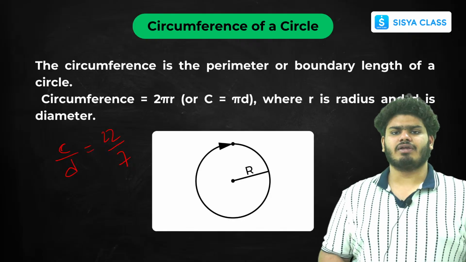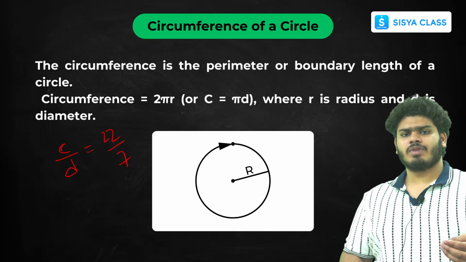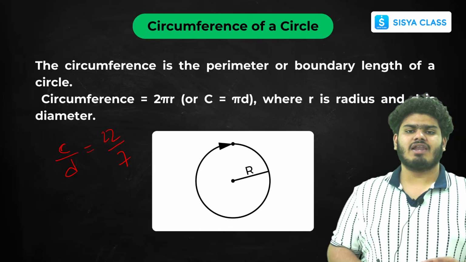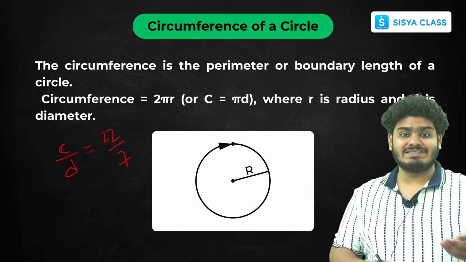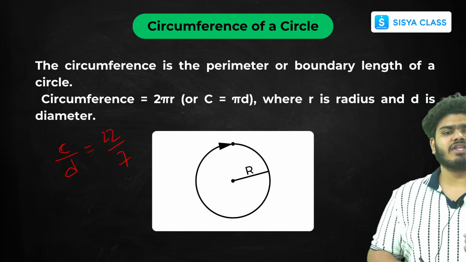It's a non-terminating decimal number, right? So in most cases, we will be using 22/7 for easy calculation. If they have mentioned in the question to use 3.14, then you will be using 3.14 as the pi value.